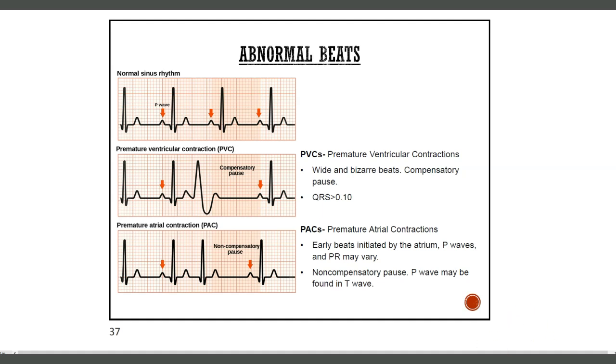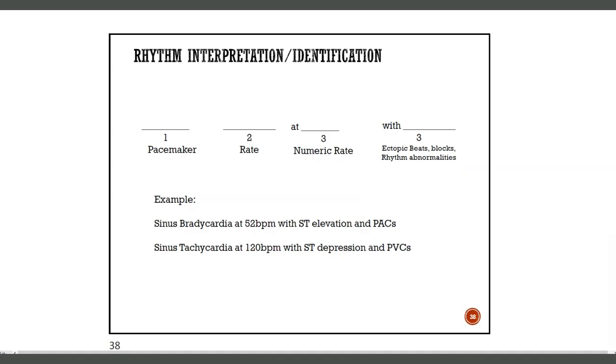So as you can see here, this was supposed to be happening here, but it kind of happened earlier. It doesn't compensate, so it just happens whenever. The heart restarts without trying to compensate for whatever they missed out. The last step is basically your rhythm interpretation or identification.